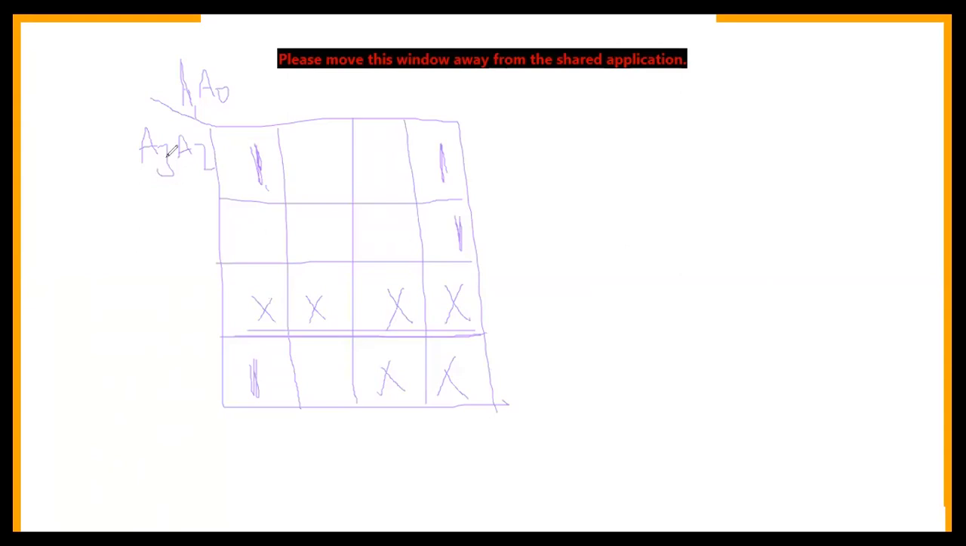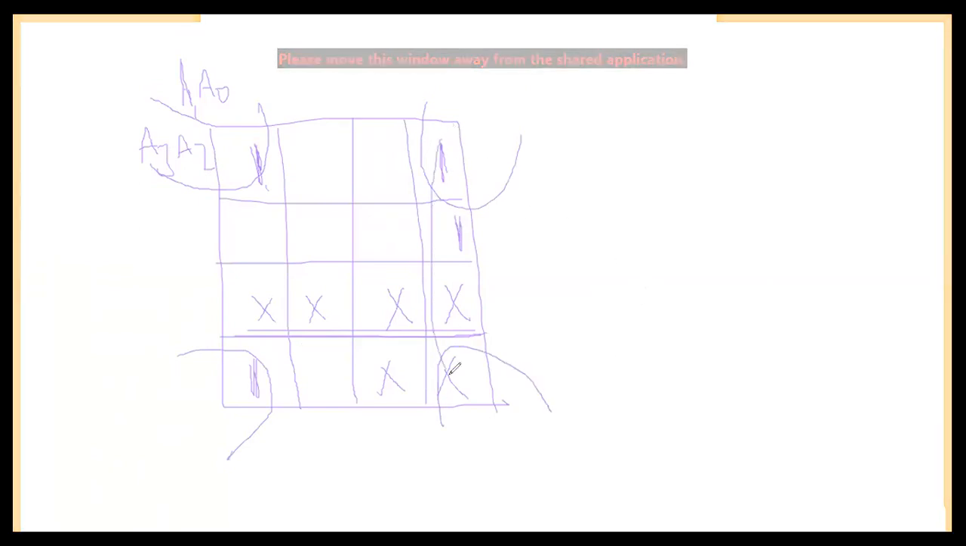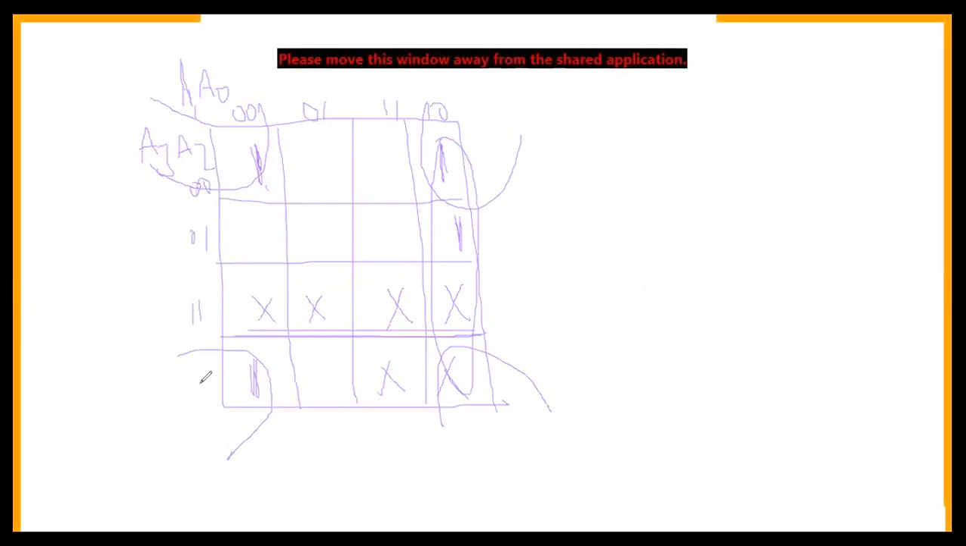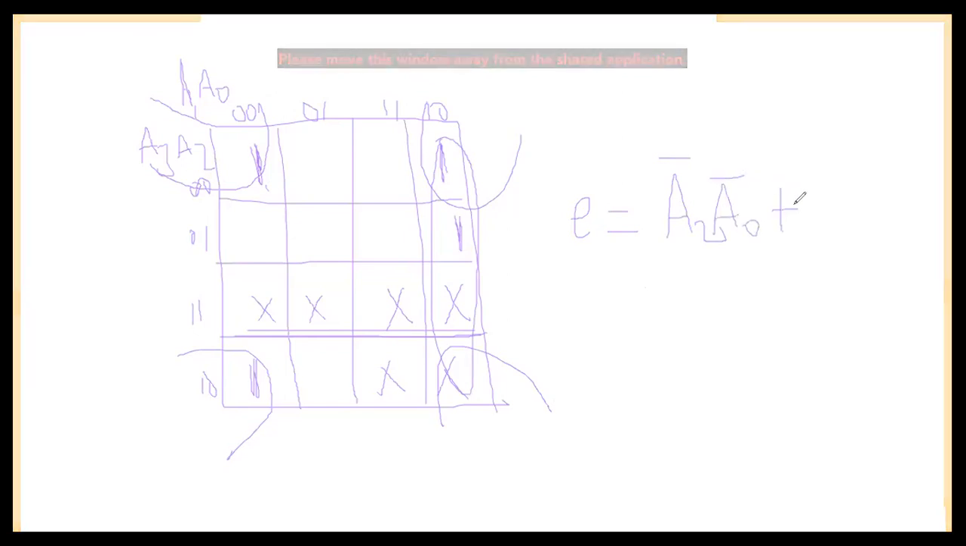Now, first of all, you cover the min terms only. Now I'm taking these min terms here as a 4 box combination, and for the 6, another 4 box combination. For corner bits, you can see A0 bar and A2 bar. So A2 bar and A0 bar is one 4 box combination. We'll get only 2 literals.